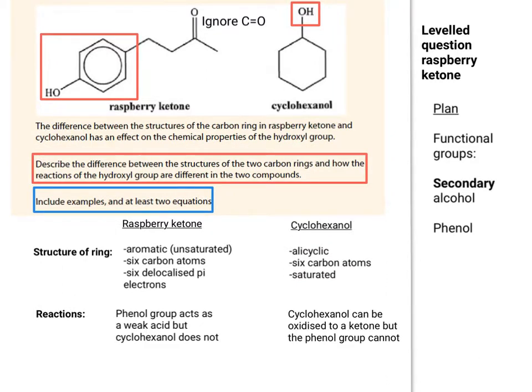So just taking two simple examples from A level. The phenol group acts as a weak acid, but the cyclohexanol doesn't. The cyclohexanol, on the other hand, can be oxidized to a ketone, but the phenol group doesn't do this. So let's move the page down a little bit further so we can put the equations in to support what we're doing.